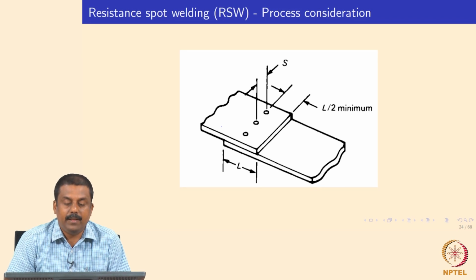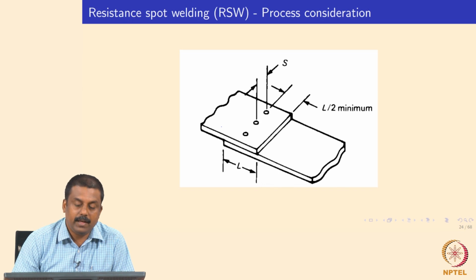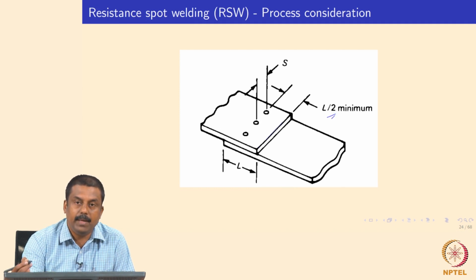The placing of the welds with respect to the edge of your sheet, as well as the thickness of the sheet, and the minimum distance that should be there between two spot welds. So these are the most common guidelines we use for spot welds in overlap configuration. Suppose your overlapping distance is L, so we need to place the spot welds from the edge of this plate at a distance of L by 2. That's a minimum.